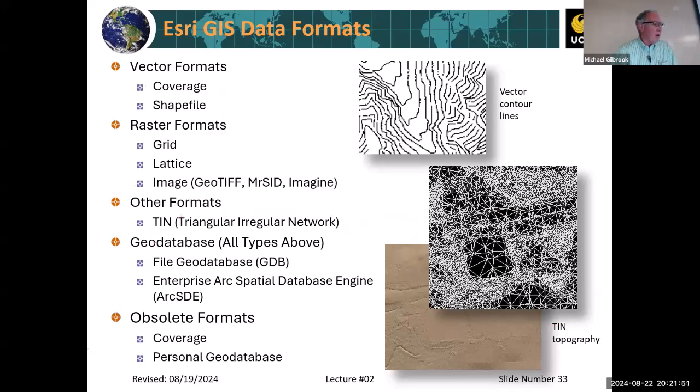Like I said a moment ago, we'll be using file geodatabases. It's not really a data format. It's more of a data container or data storage area. And you can have any of these other kinds of things, lines, points, polygons, raster images inside a file geodatabase. There is an enterprise version of that that's called ArcSDE, for Arc Spatial Database Engine.